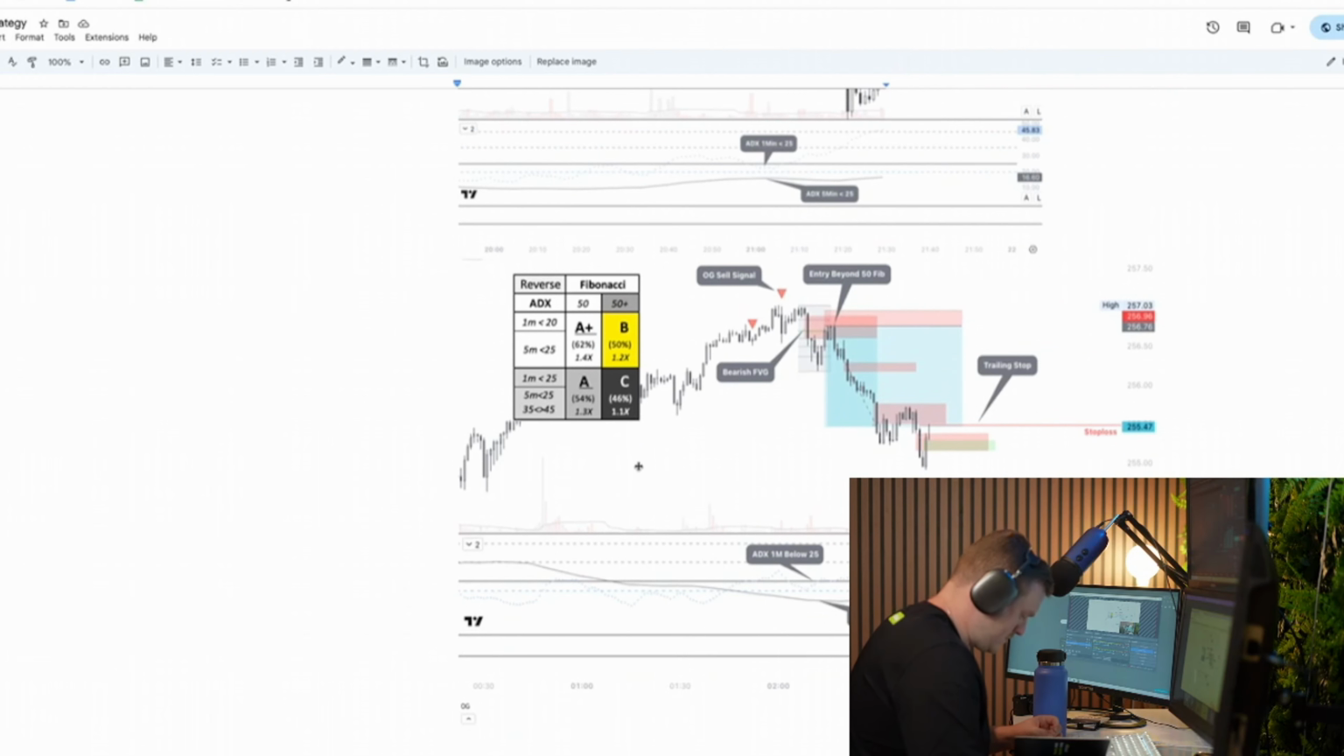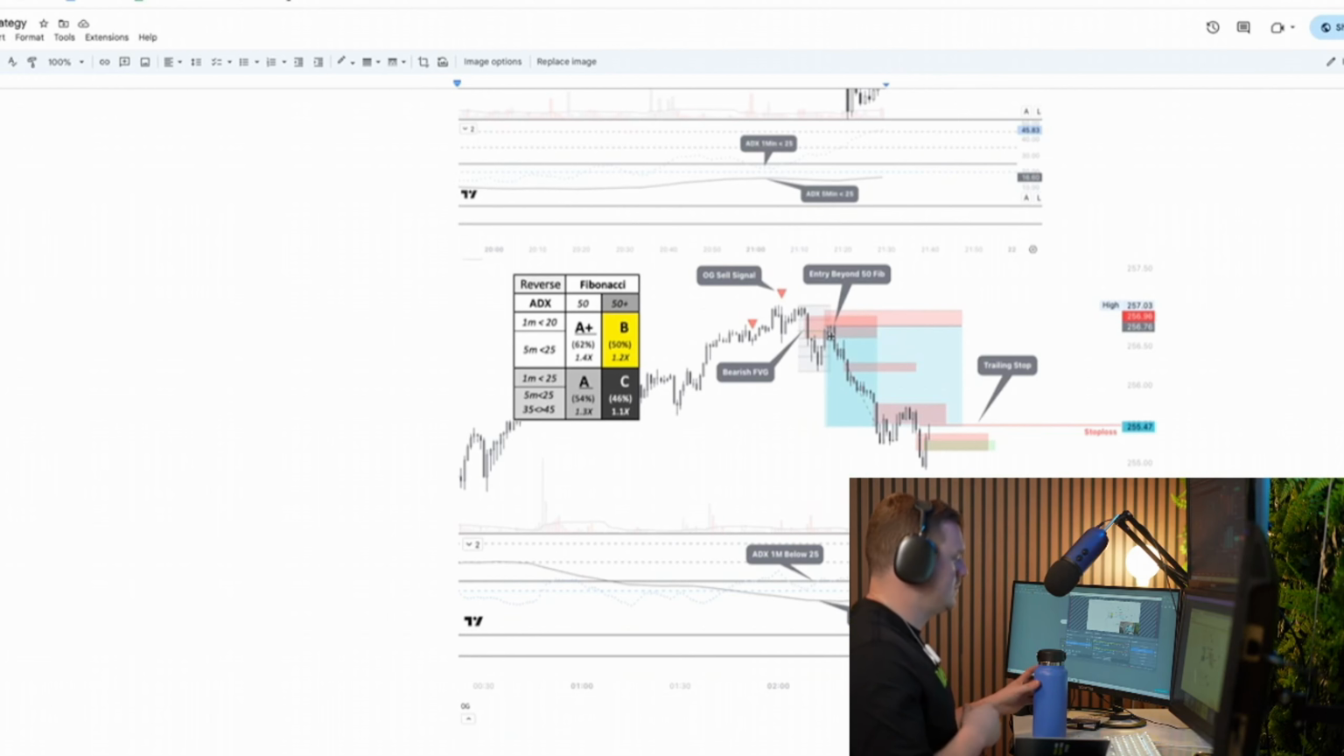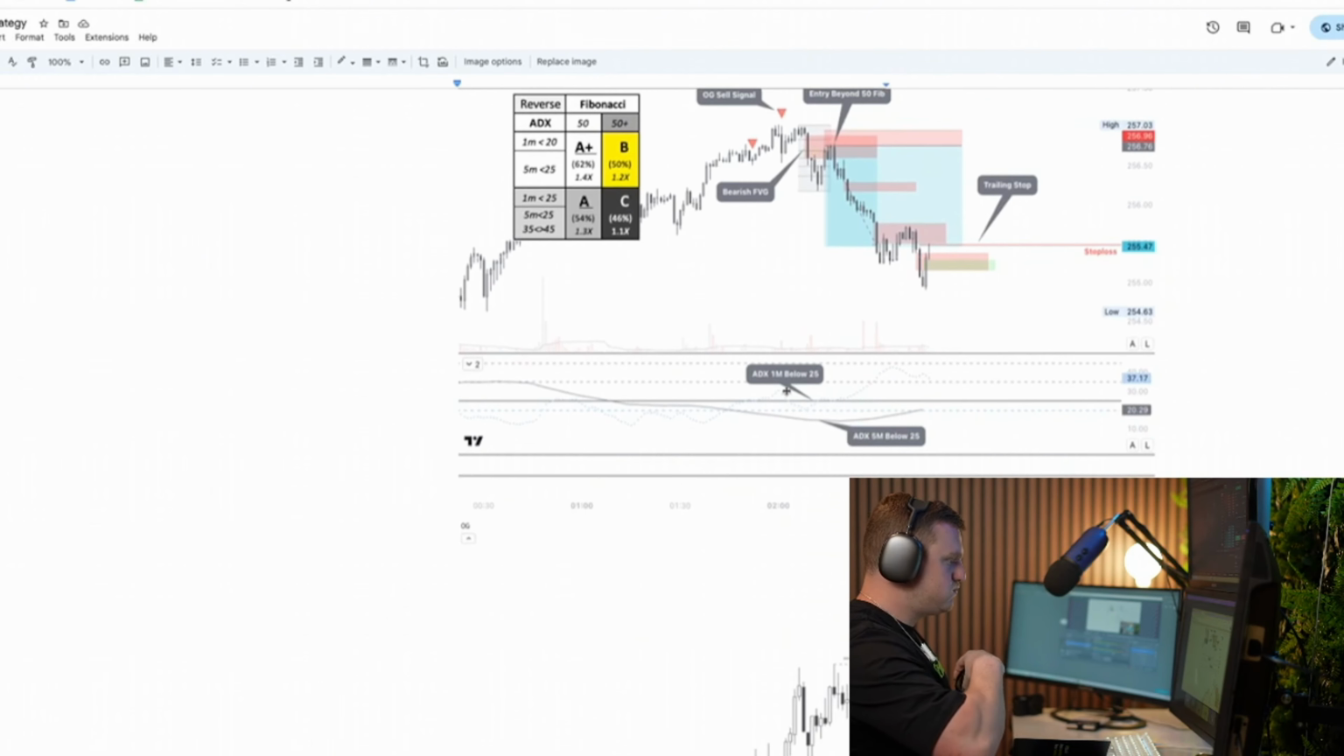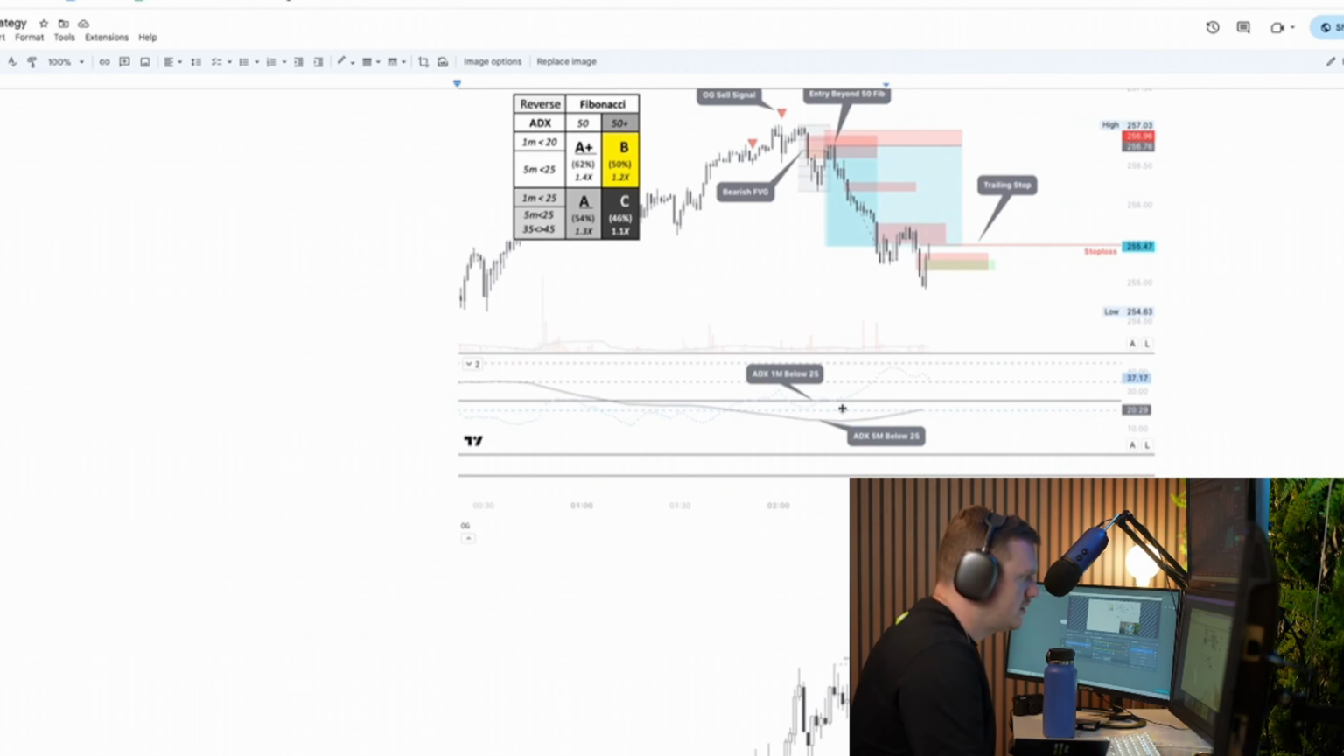So here's a B setup. We get our sell signal. We get our bearish fair value gap, which is changing character out of this trend. We're breaking this trend and getting a change of character. We draw our fib from the swing high to the swing low. We get our 50% level. That fair value gap is above the 50% level. Price taps into that level, and then we reverse. And that's pretty much at ADX levels. You can also see ADX below 25, 5-minute below 25.